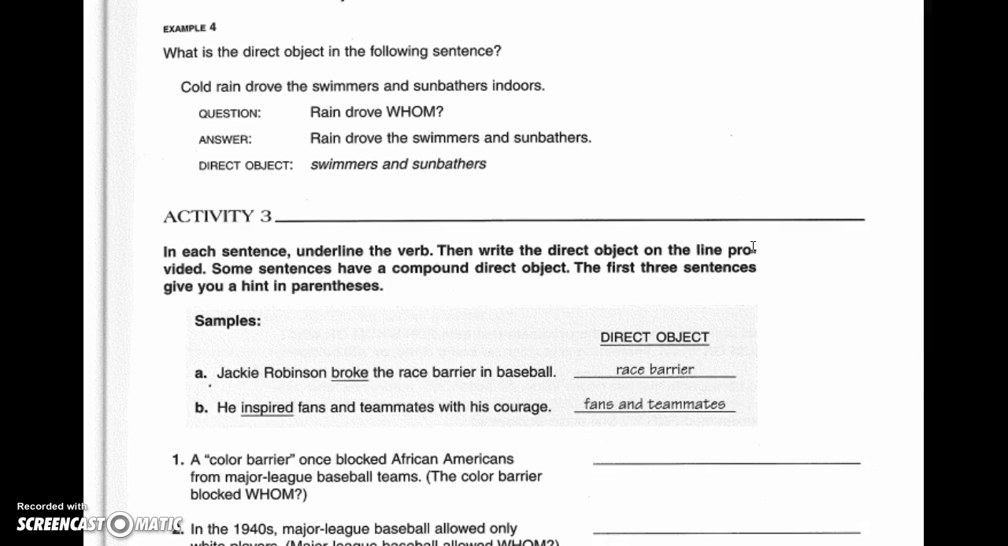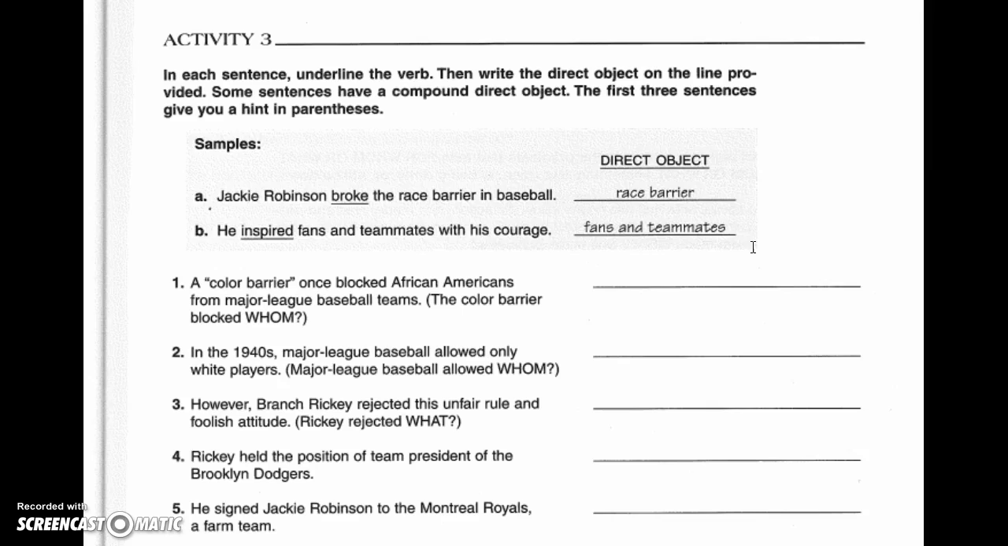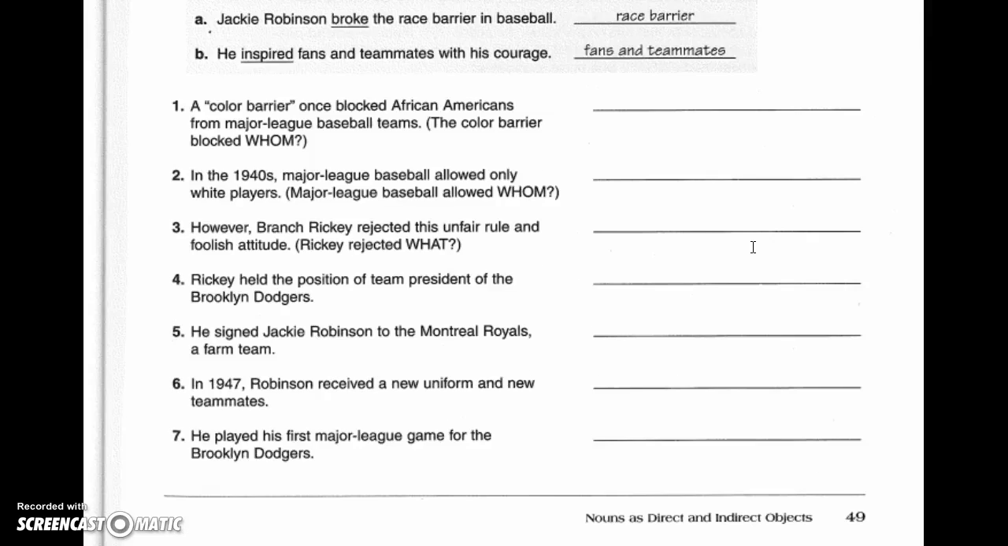Activity 3 has compound direct objects. So in each sentence below, you're going to be doing 1 through 10, only the even numbers, 2, 4, 6, etc. You're going to be writing out the direct object on the line, and if they have a compound, you're going to be writing that also, like you see in the sample B in front of you. He inspired fans and teammates with his courage. You ask yourself, what did he inspire? And the answer is fans and teammates. So you're going to be doing, remember, 1 through 10, but only the even numbers from activity 3. So pause your screen at an appropriate place as you complete those.